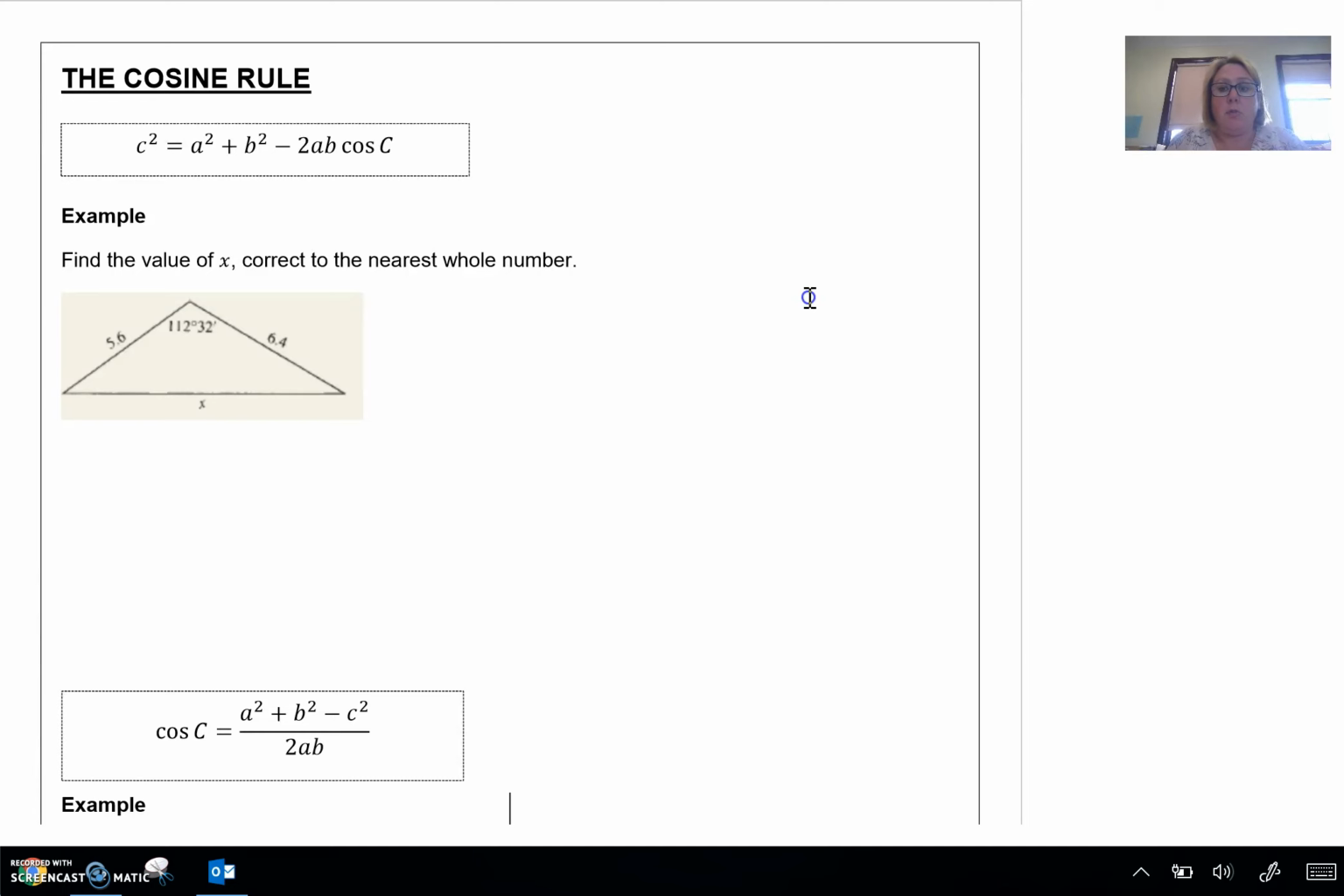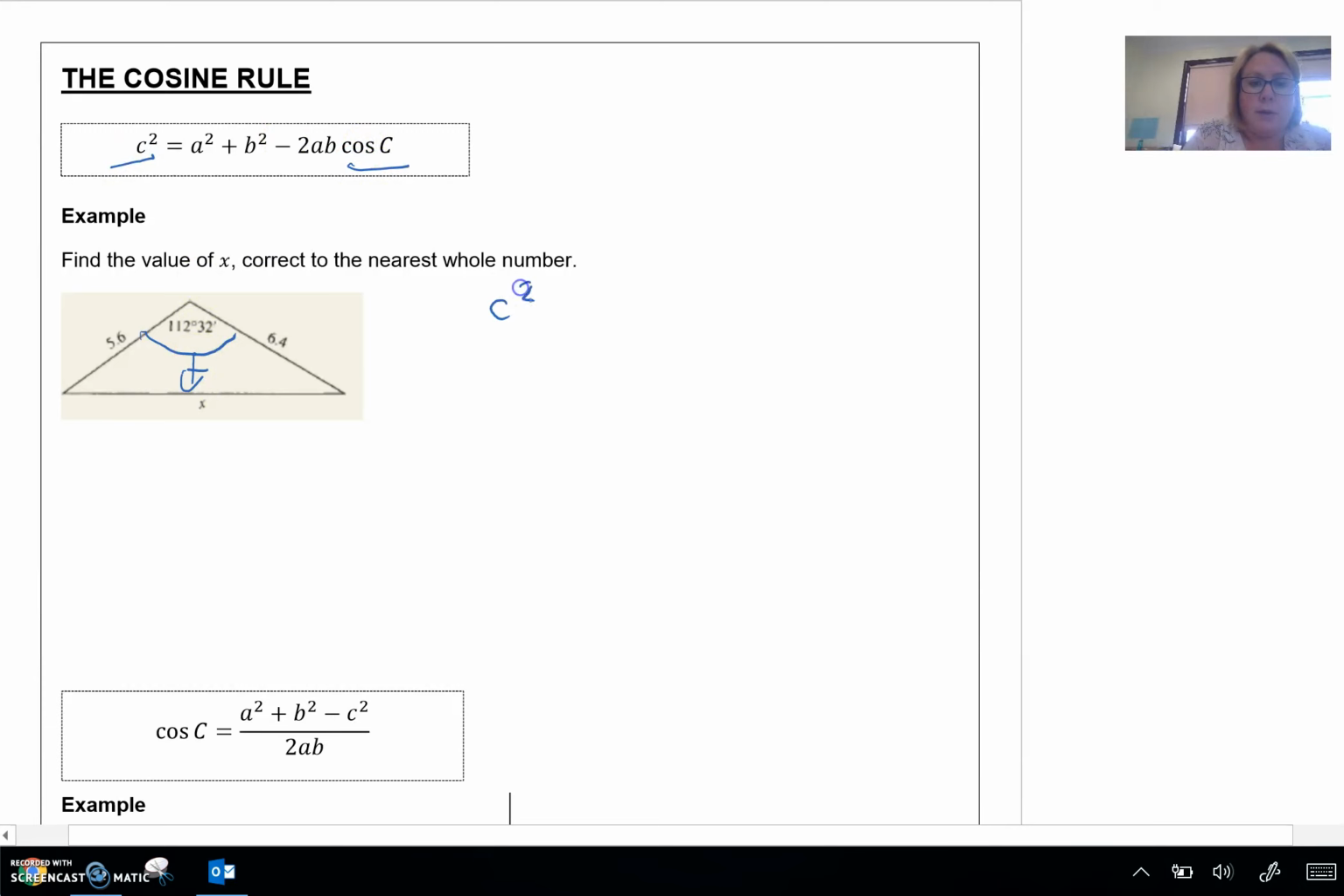But with the cosine rule, you've got three sides and an angle, including the unknown, and that tells me you're doing the cosine rule. The cosine rule is an adaptation of Pythagoras' theorem. C squared equals A squared plus B squared minus 2AB cos C. The angle is opposite the unknown side.